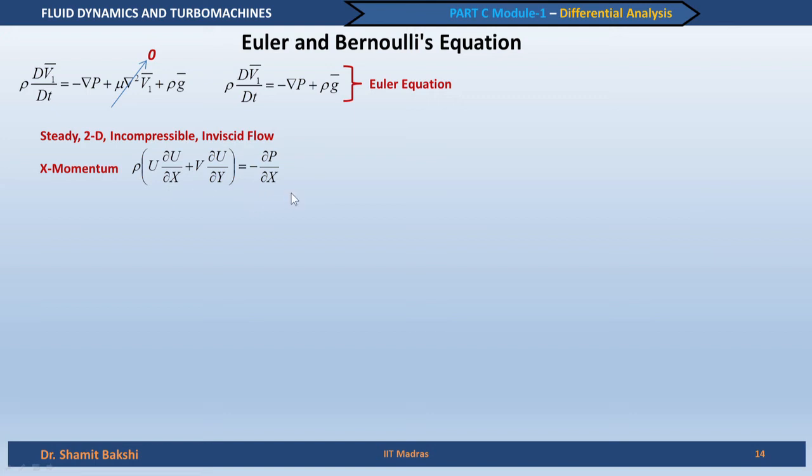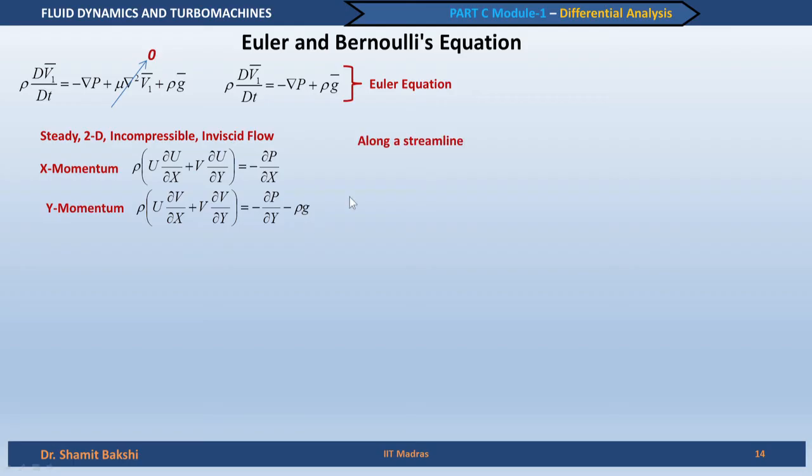The x momentum equation does not have any gravity term, it has only the flow acceleration term due to the convective component and the pressure gradient term. These two terms are only present here. The y momentum equation is in this form, the only extra part here is the gravity term. So, you have the convective acceleration term, the pressure gradient term, and the gravity term.